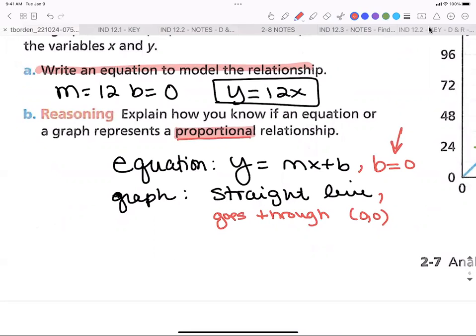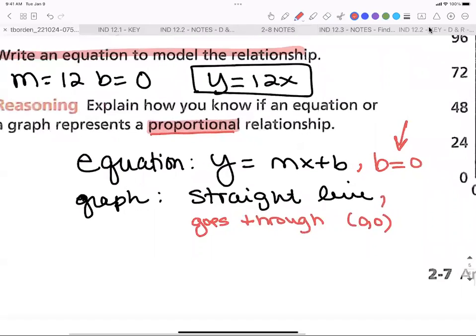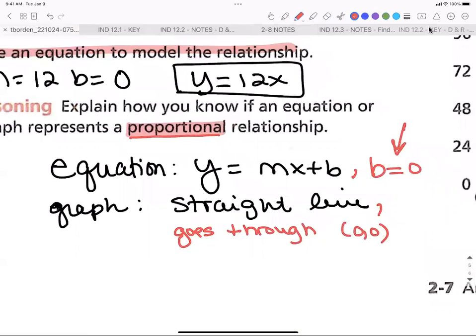For a graph, yes, it is a straight line, but also it has to go through the point or start from the point 0, 0. So please add the 2 parts in red there, because that is actually what makes it a proportional relationship. Both of these are linear, the way I had them written, but they're not linear and proportional. You have to add the red part to get proportional.